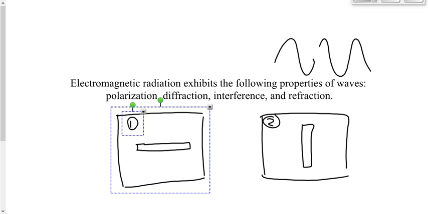Four properties of waves that are exhibited by electromagnetic radiation lend evidence to the notion that light is a wave. Question?